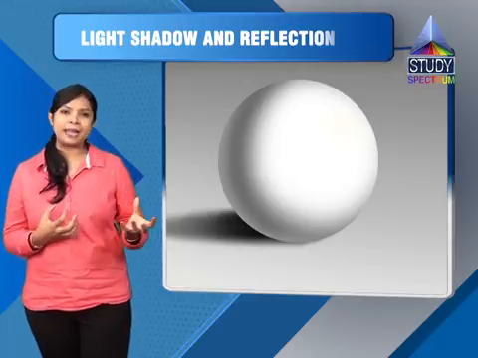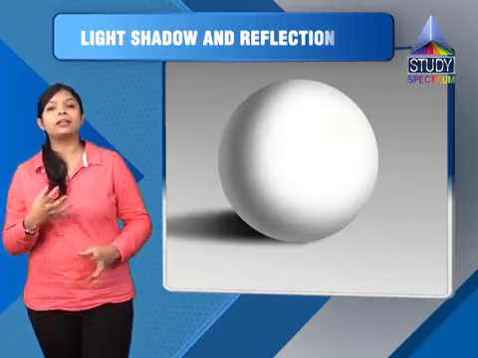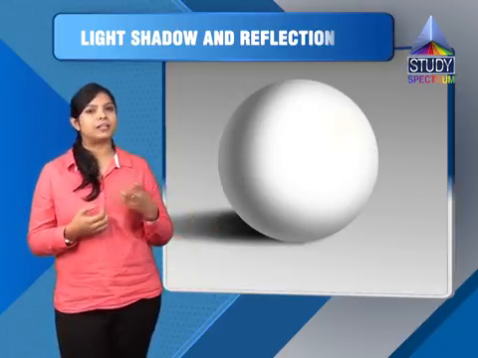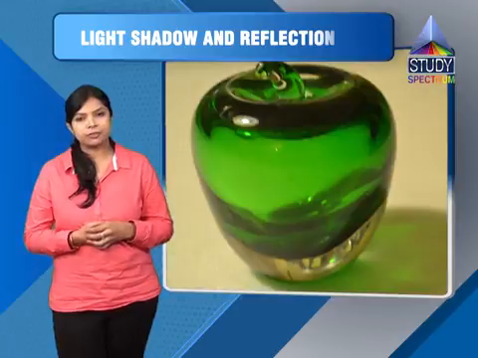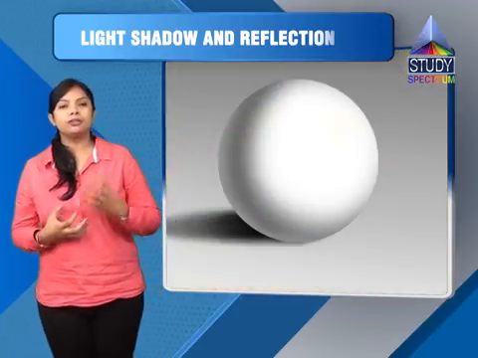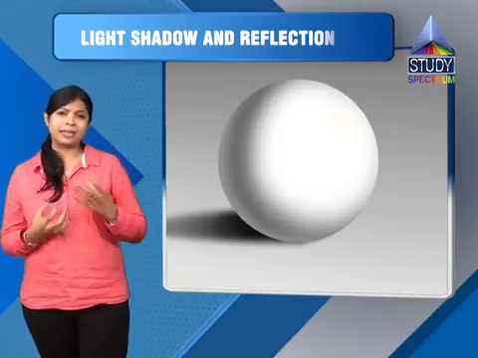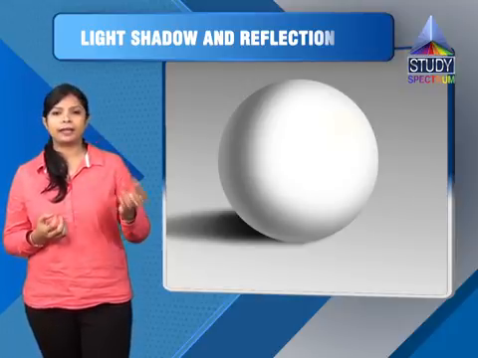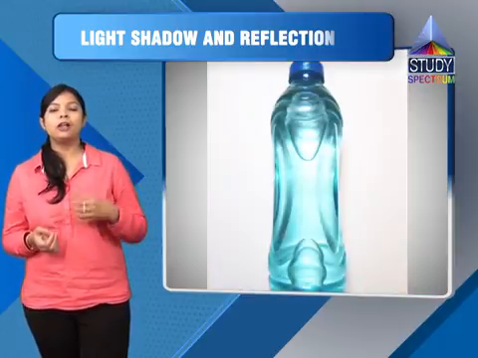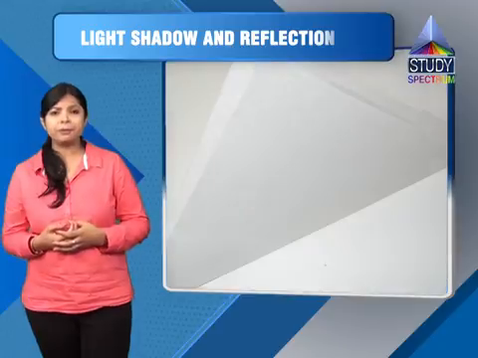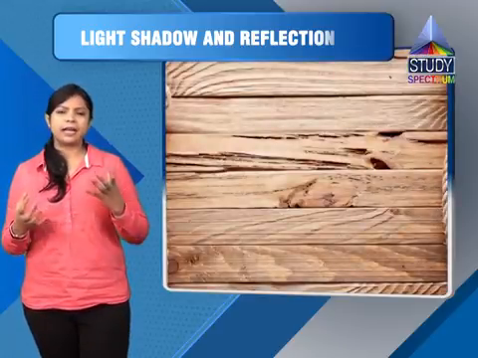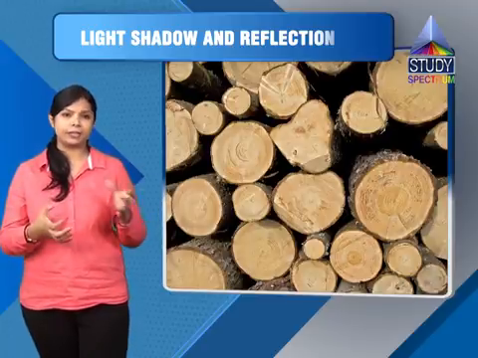So let us do one activity so that you can know which objects come in the category of transparent, translucent, and opaque objects. Students, what you have to do is collect as many things as you can, like pencil, rubber, book, bottle, water, butter paper, tissue paper, wood. Just collect all these.